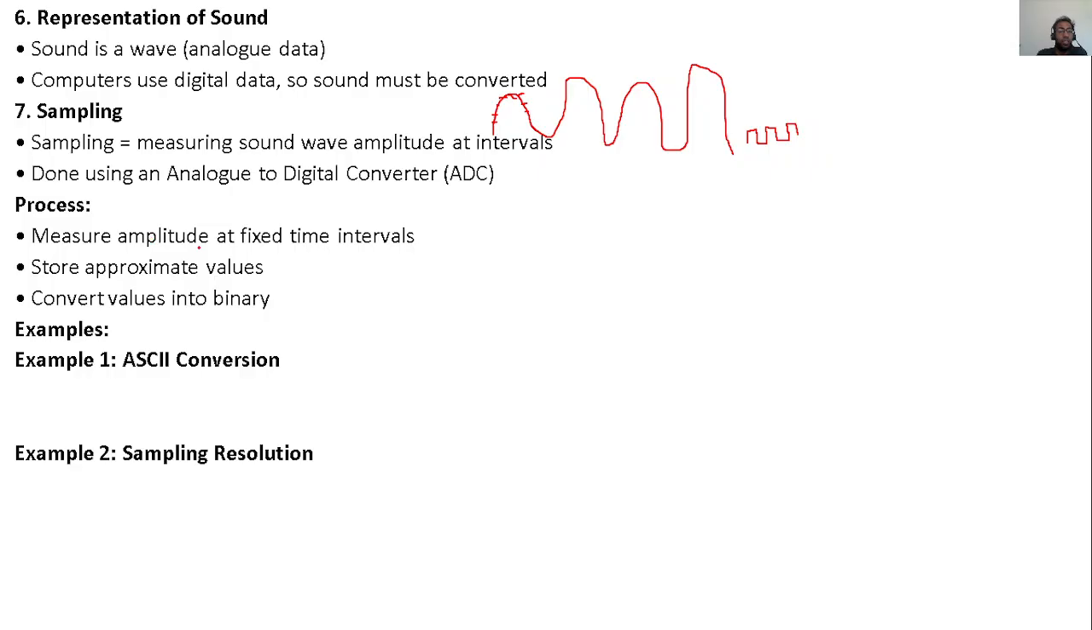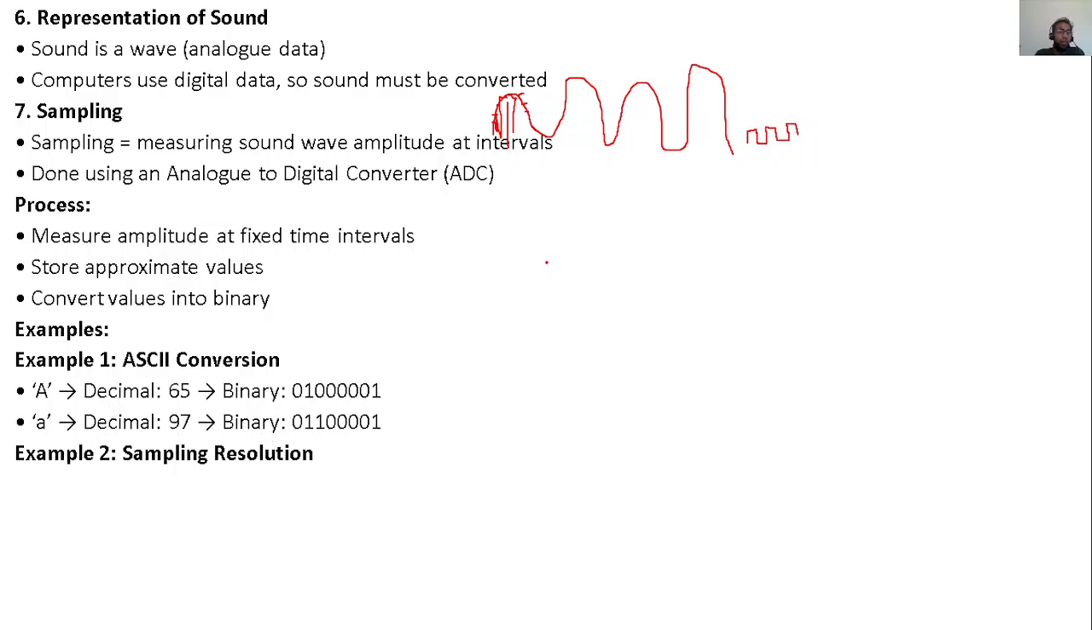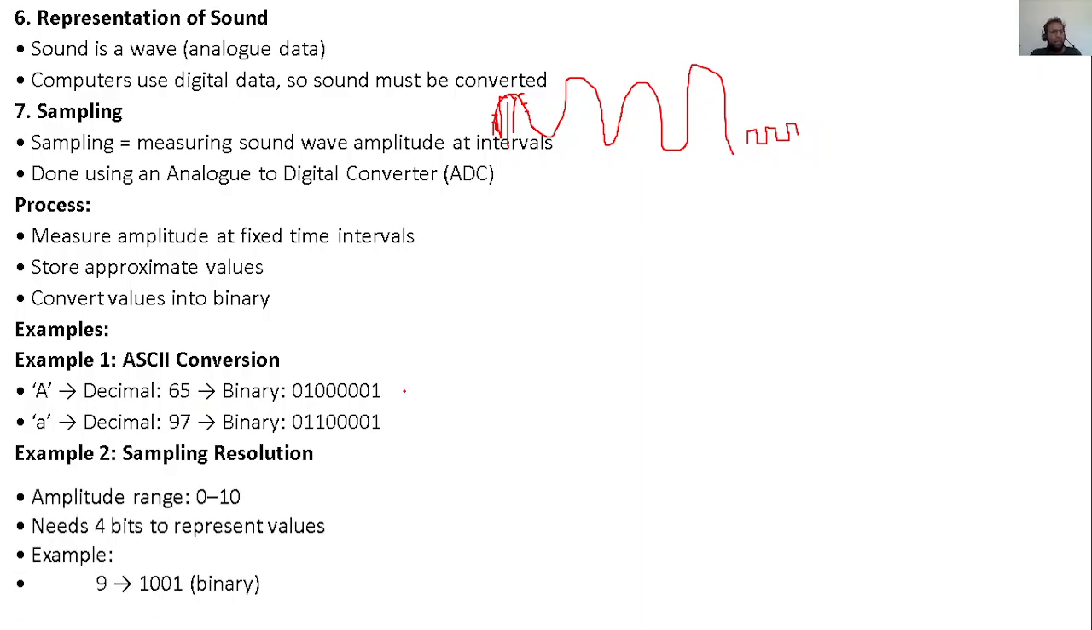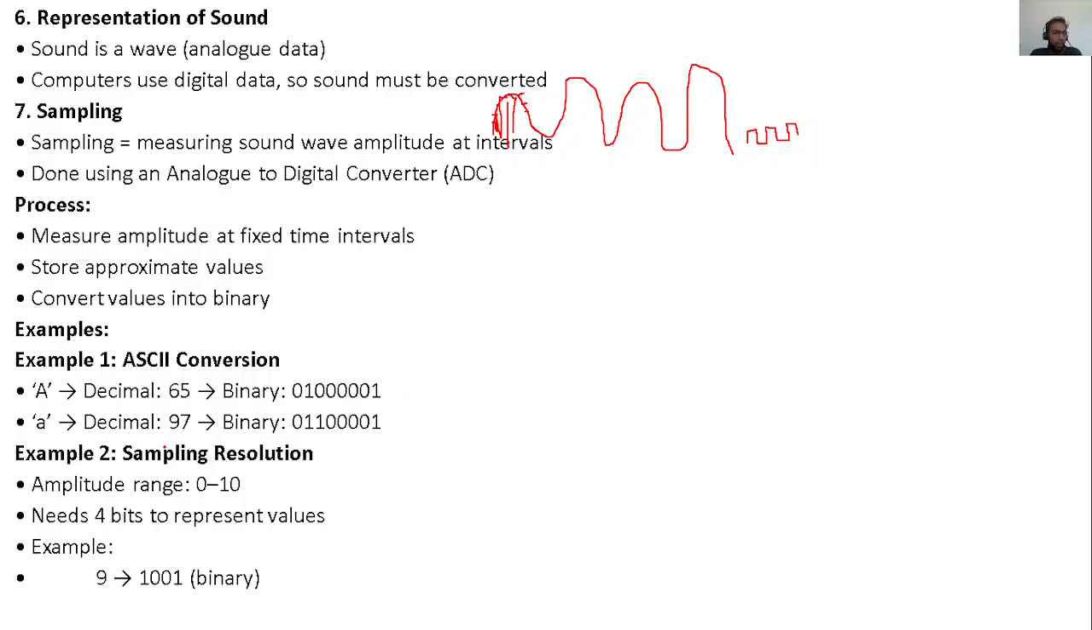What is the process? We measure the amplitude at fixed time intervals. We measure the amplitude at this point, and at all these points. Then we store approximate values and convert the values into binary. We can store those values and convert them separately into binary numbers. And then we have an ASCII conversion. We have already learned how to convert ASCII numbers, and this is another example. This is how we convert ASCII numbers.